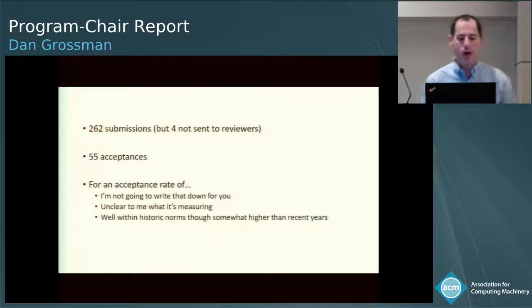I will say that we are well within historic norms. This is the highest acceptance rate in several years, but quite similar to the average over 15 years or so. So there's nothing outlandish here. I'm not hiding anything from you. This is my one axe to grind, and I've now ground it. Okay.